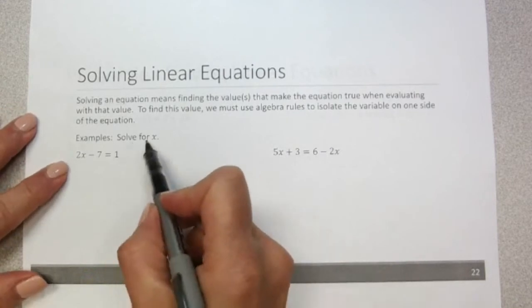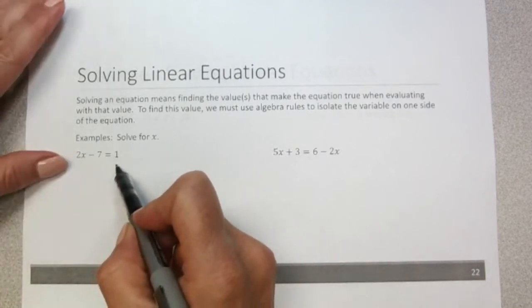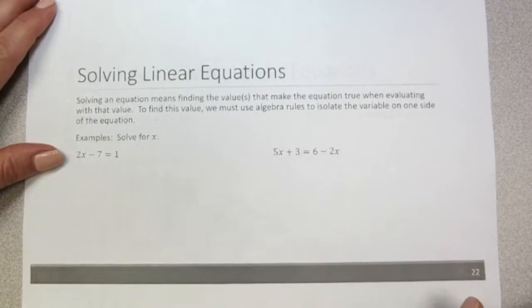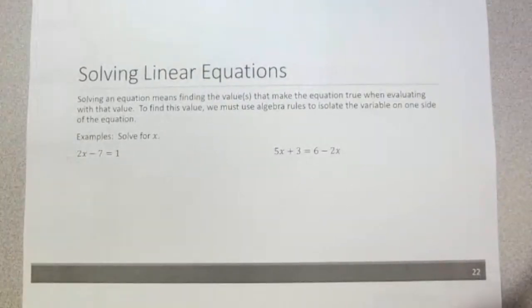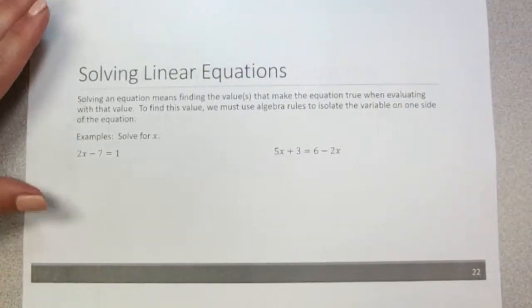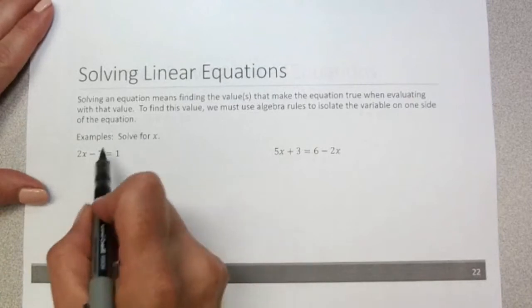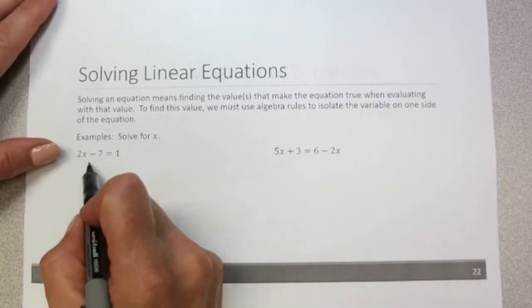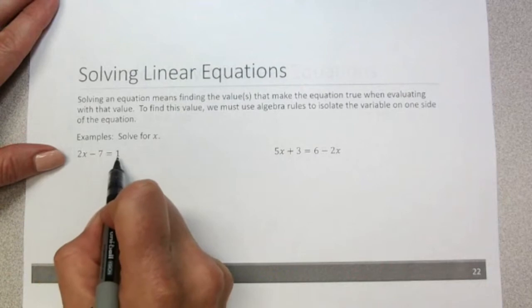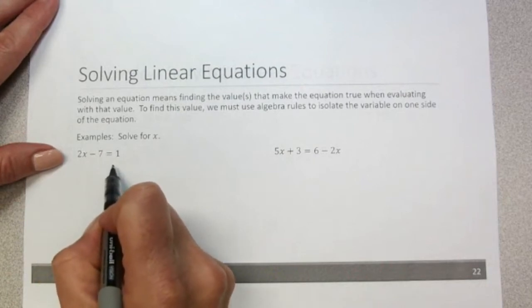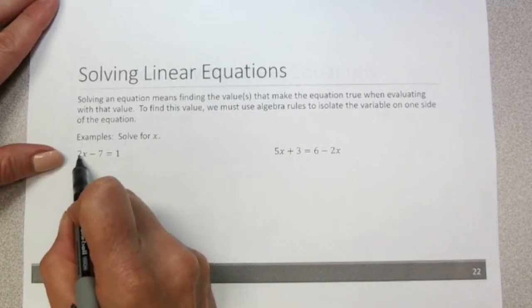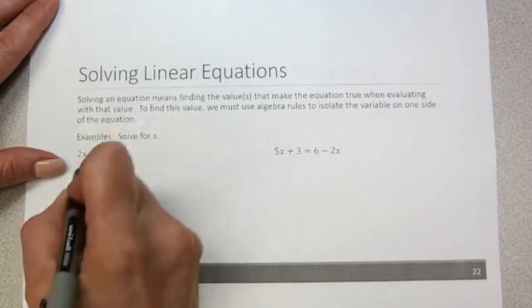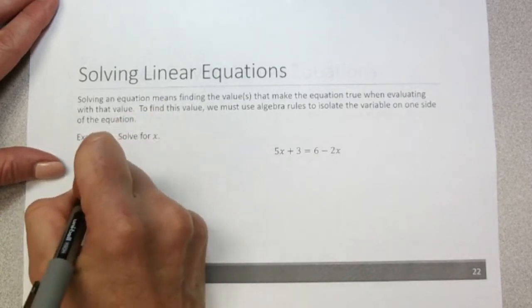In this first example, it says to solve for x. When we see that, we're looking for the value that when assigned to x will make that equation true. To do this, we will isolate the variable x. So the first thing that we need to do is isolate the term that has the variable x in it. That's 2x. So we should add 7 to both sides.